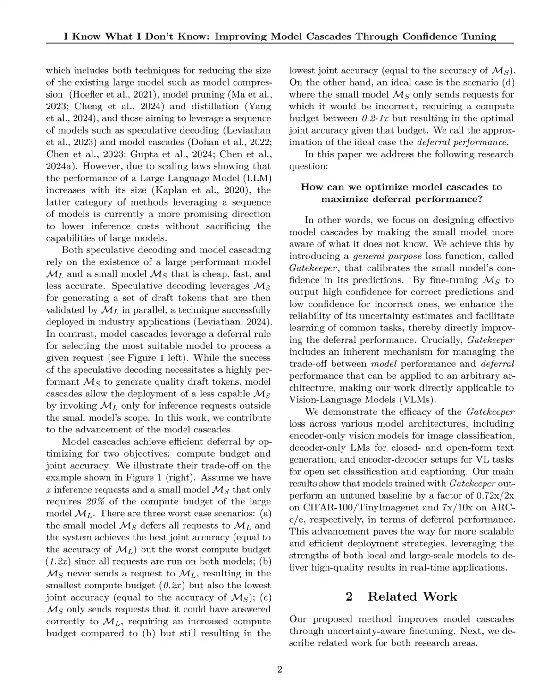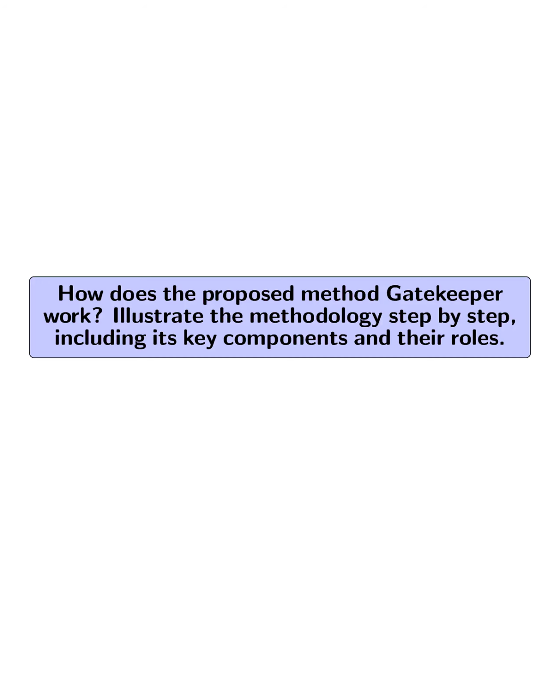By improving the reliability of uncertainty estimates, Gatekeeper facilitates better performance in cascading systems, ensuring that m_s only routes challenging inputs to m_l, thereby maximizing efficiency without sacrificing accuracy. Ultimately, this method addresses the trade-off between model performance and deferral performance, making it applicable across various model architectures, including vision language models, VLMs.